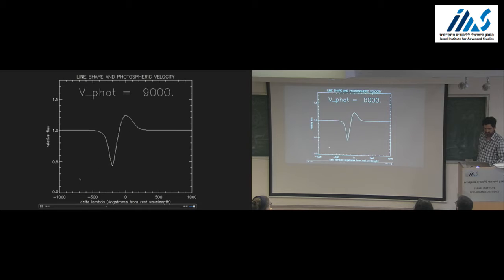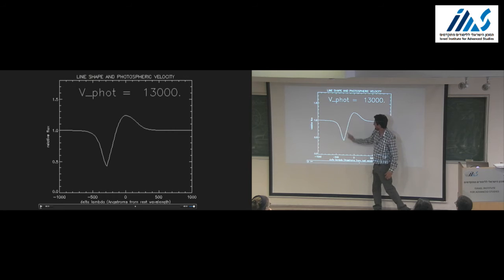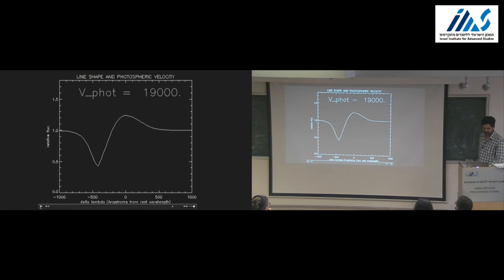And as you increase the velocity scale, of course, naturally the lines are getting broader and broader. So for any line you see, you can basically infer something about the velocity dispersion in the ejecta.